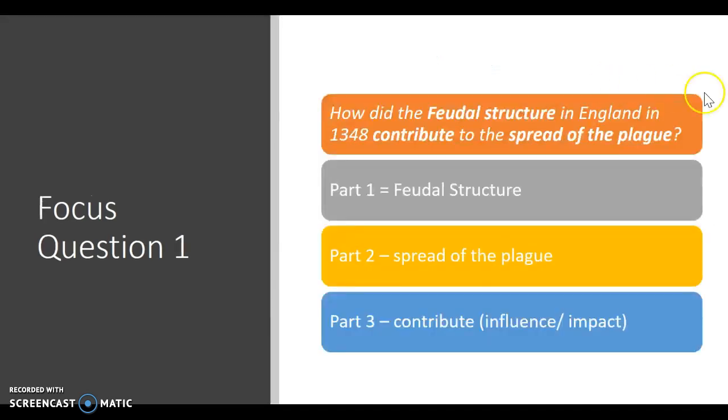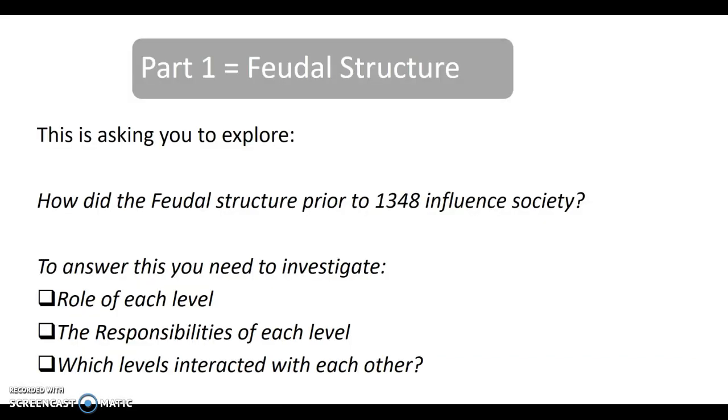So there are 3 parts. The first is we need to talk about the feudal system in England. We need to look at the spread of the plague, and we need to put those 2 together by looking at how one contributes to another. So there's actually 3 things you need to look into in order to answer the one question. So we'll break it down.